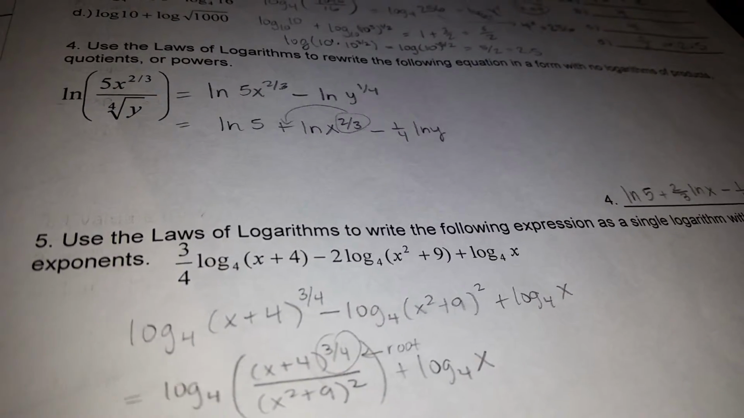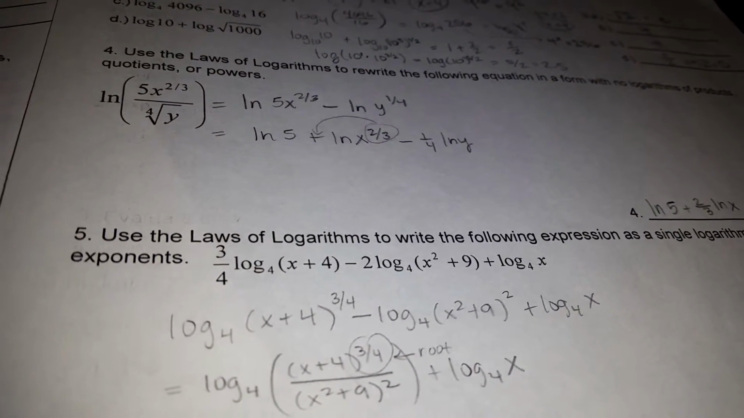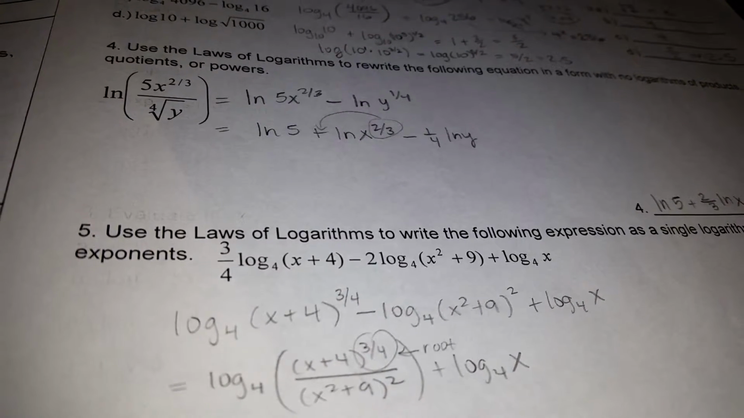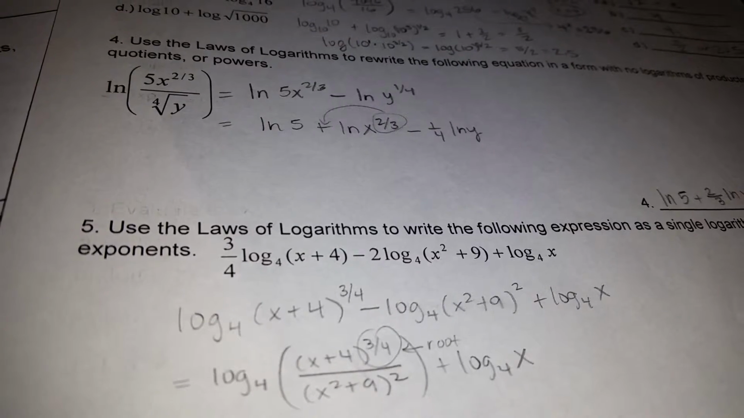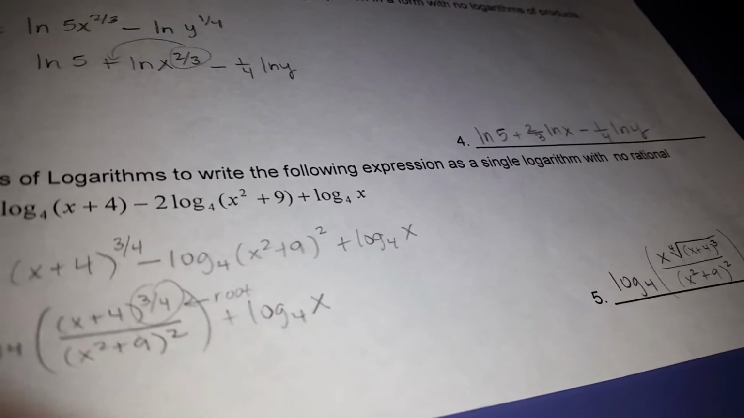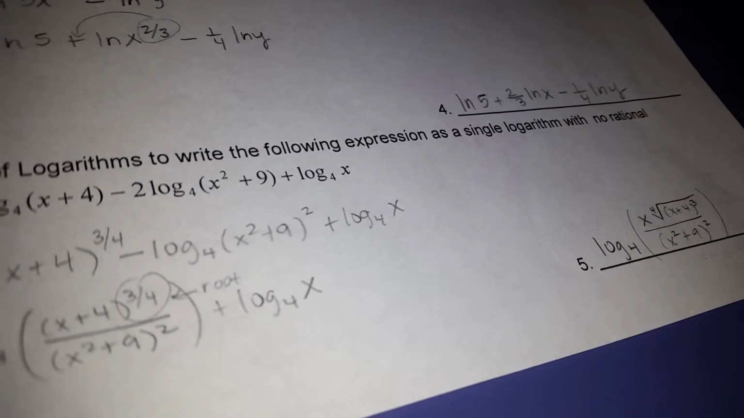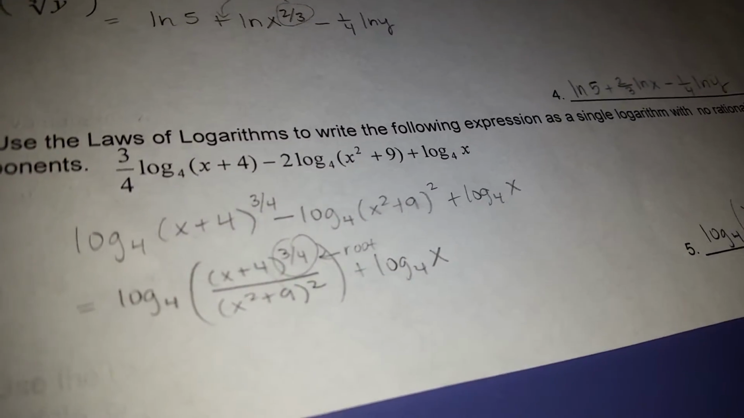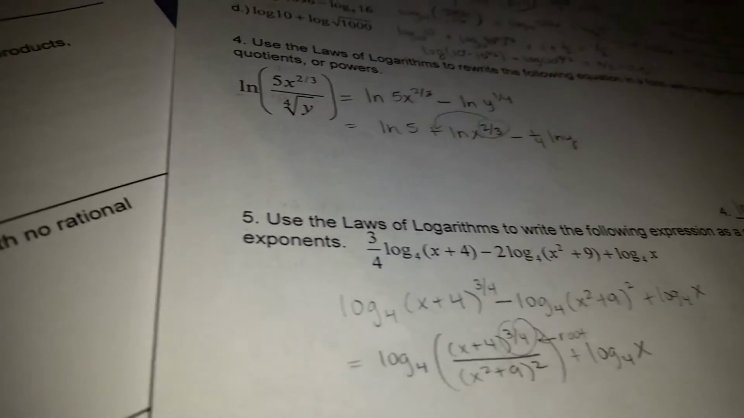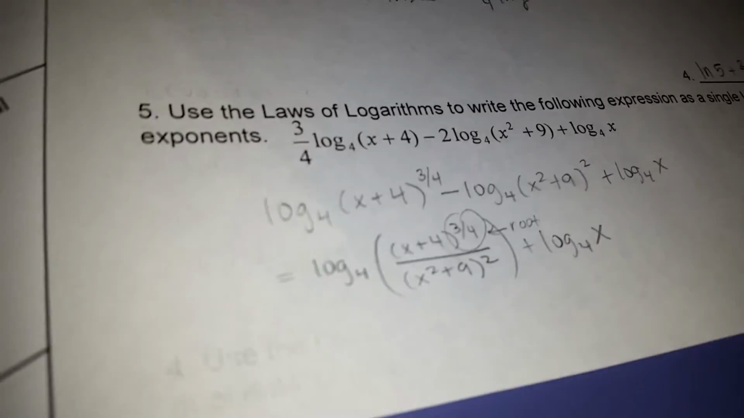Now for the next one, we're going to do the opposite. So we're given the expanded form. We're going to have to condense it. It says to write it as a single logarithm. That means you should only have one log in your final answer and no rational exponents. Okay, so rational is just another name for a fraction. So you can't have any exponents that are fractions. We're going to have to change those into roots and powers.